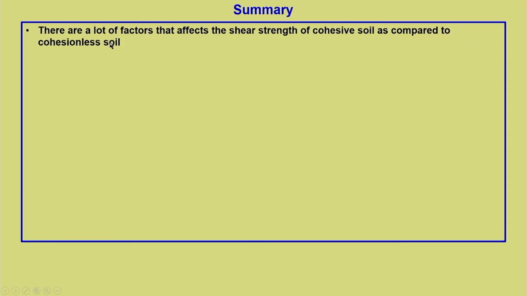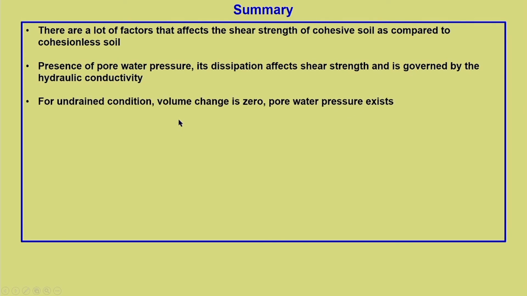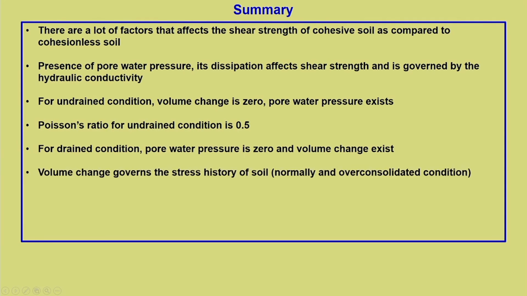To summarize, there are a lot of factors that affect the shear strength of cohesive soil as compared to cohesionless soil. Presence of pore water pressure, and its dissipation, affects shear strength and is governed by the soil hydraulic conductivity. For undrained condition, volume change is 0 and pore water pressure exists. Poisson's ratio for undrained condition is 0.5. For drained condition, pore water pressure is 0 and volume change exists. Volume change governs the stress history of soil, normally and over consolidated condition.